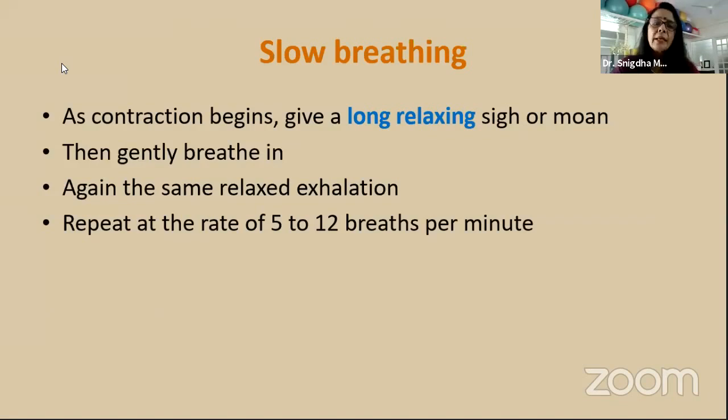What is slow breathing? As the contraction begins, give a long, relaxing sigh or moan and gently breathe in. And again, give the long sigh, exhalation, and repeat at the rate of 5 to 12 breaths per minute. So you take a breath in and you give a long breath out as if you were moaning. And then you breathe in and you again give a long exhalation as if you were relaxing in the breath out.